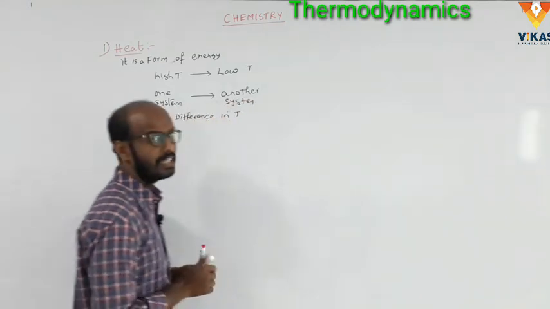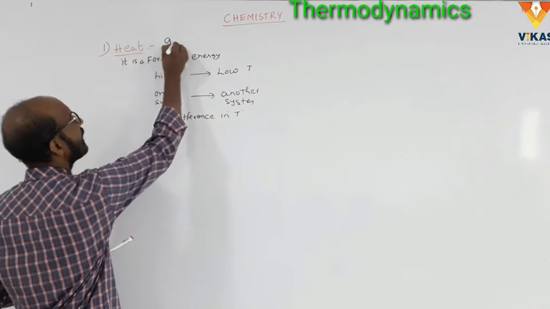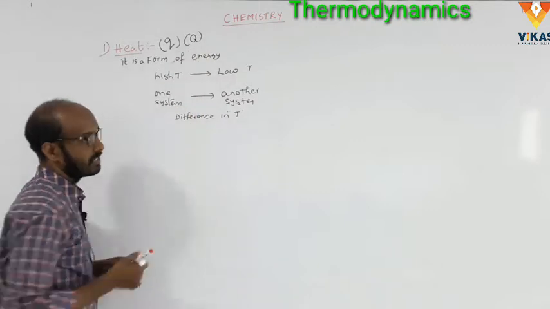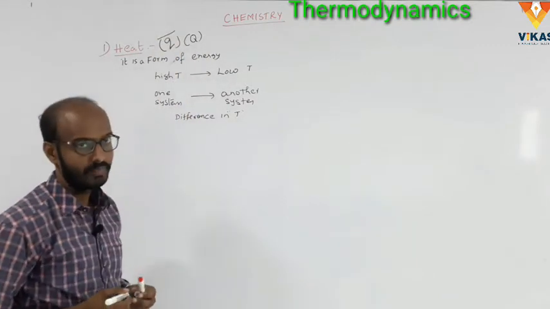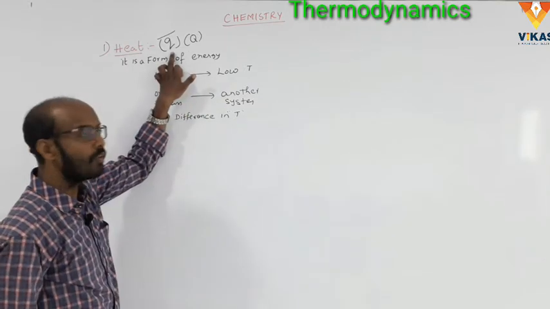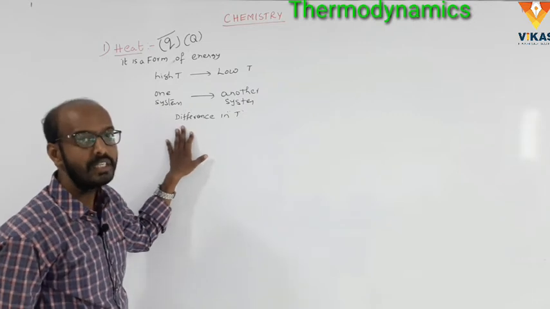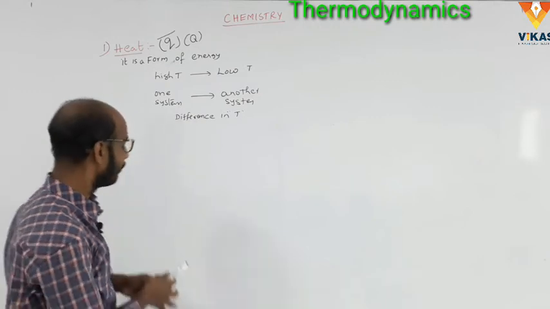Okay? Clear? Heat is represented by Q, small q or capital Q. Anyone can be used, but most often it is represented by small q. It is another form of energy, represented by Q. Heat flows from one system to another system by temperature difference. Okay? So, sign of Q.